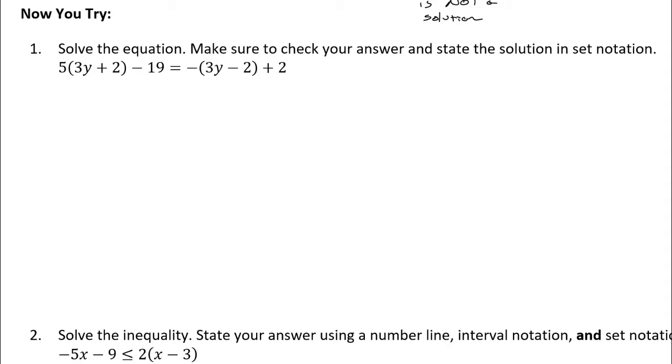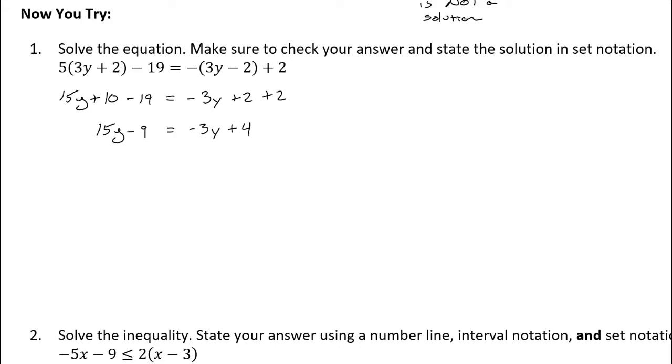So I'll begin on the left side by distributing the 5 across and get 15y plus 10, and then the minus 19 just comes down, equals, we'll distribute the negative across these parentheses to get minus 3y plus 2, and then the plus 2 comes down. We'll go ahead and combine like terms on both sides. On the left, we'll get 15y minus 9 equals, on the right, we'll have negative 3y and then plus 4.